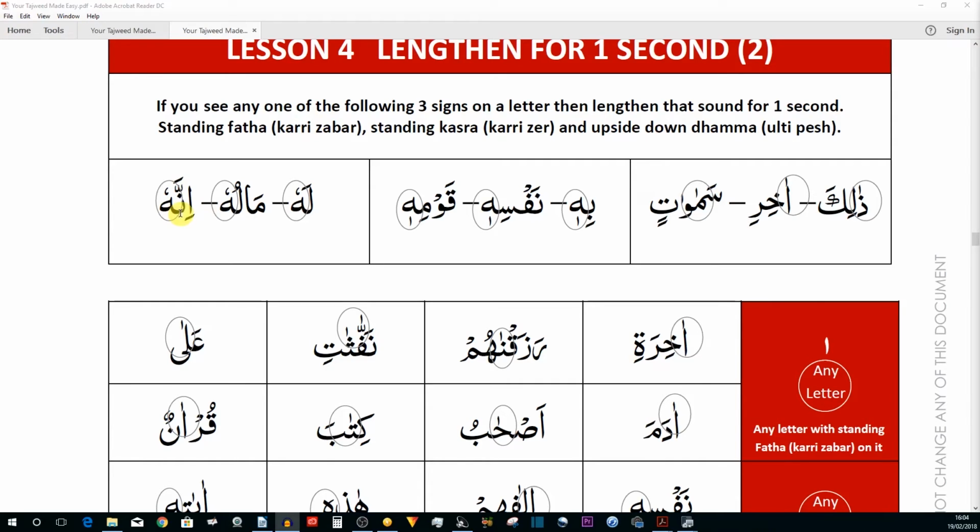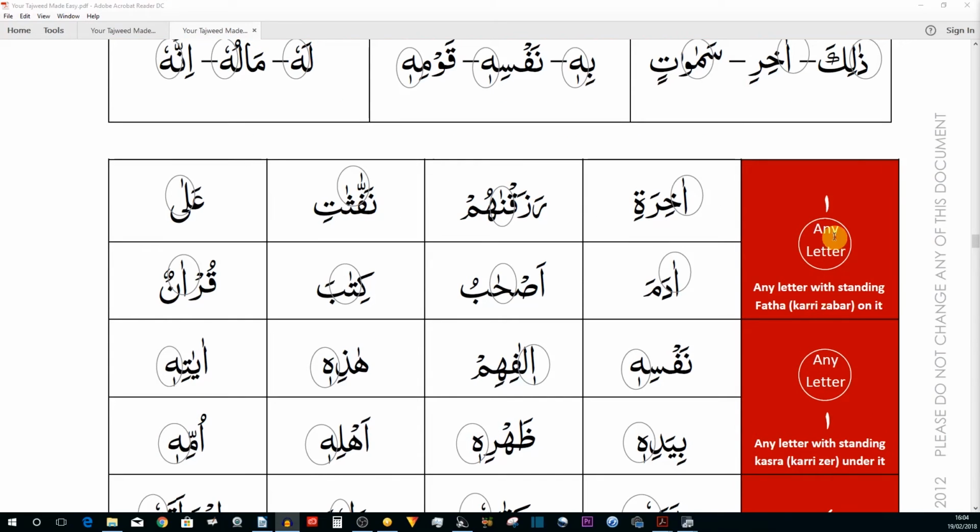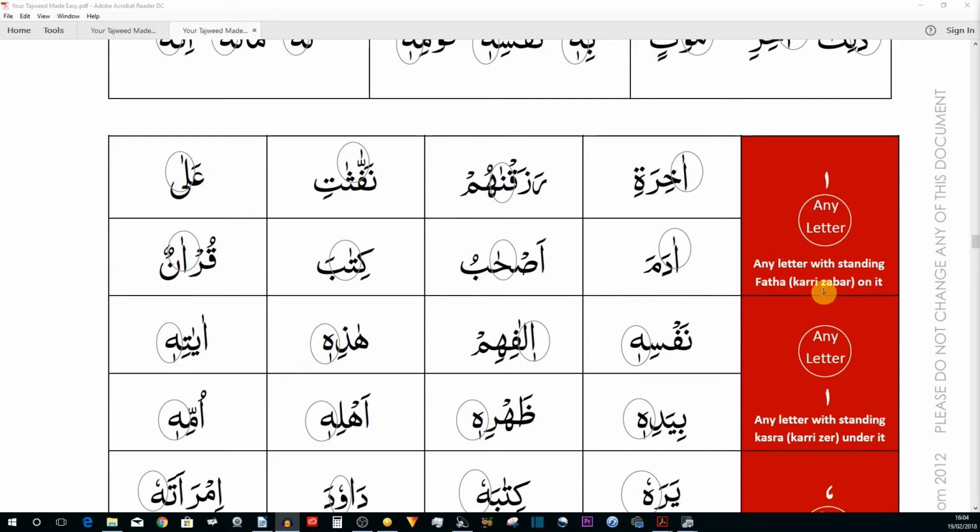On the noon, shadda, there is 2 beats of ghunna. So 2 beats of ghunna and 2 beats on the ha with an inverted dhamma. So innahu. So let's do some examples with any letter with standing fatha or kharazabar on it. First word, akhirati. Next, razaqnahum. Next, naffathati. Fa and tha, both 2 beats.